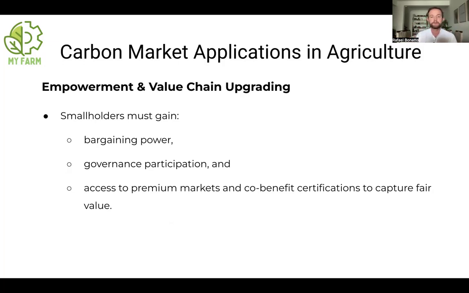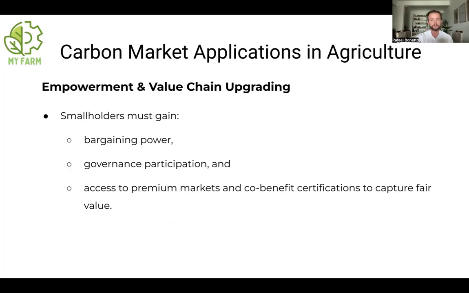Access to premium markets and co-benefit certifications to capture fair value. What does that mean? It means that everything the farmer does must be recognized, okay? The society must recognize it. And then once we are able to do so, we're going to be upgrading the value chain and empowering farmers, okay?